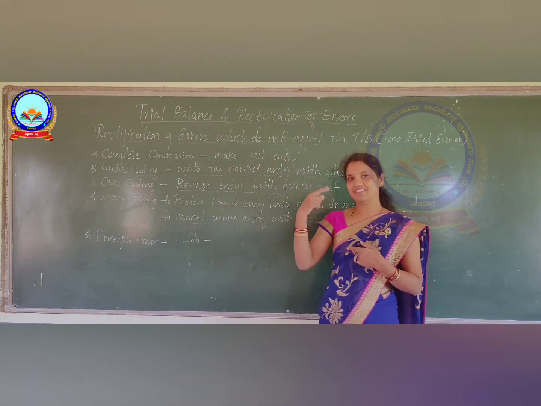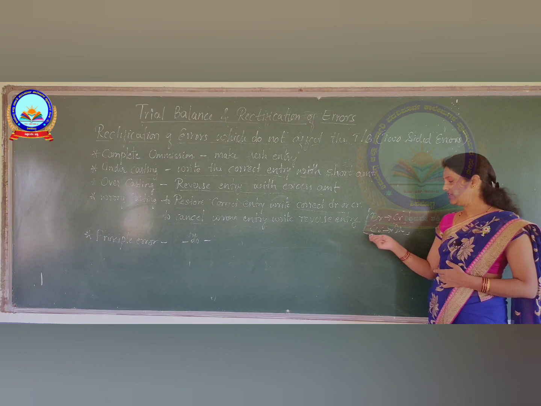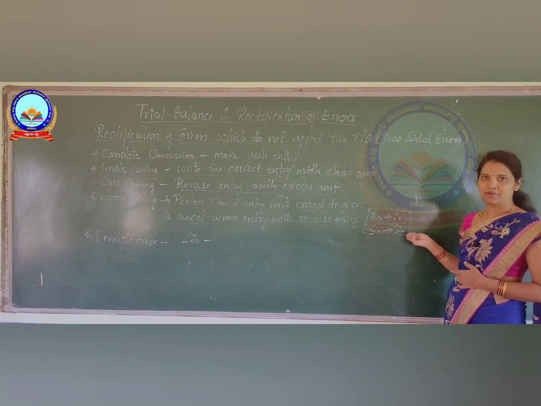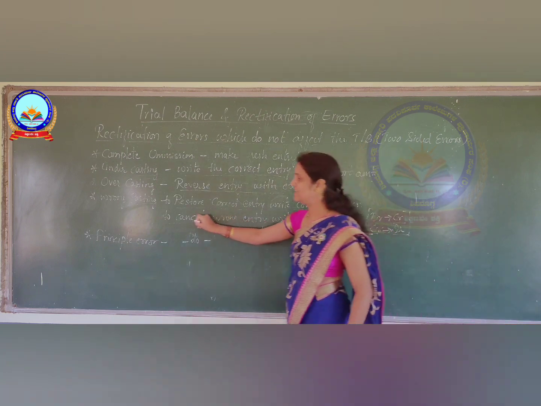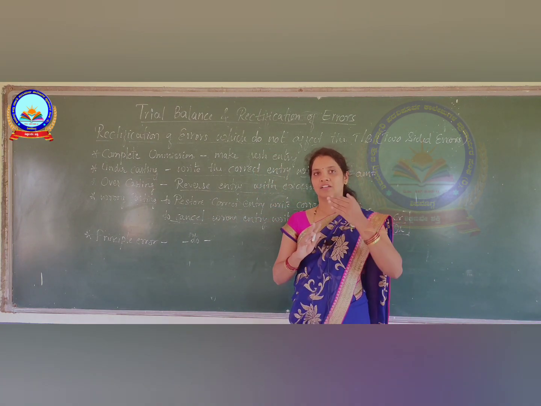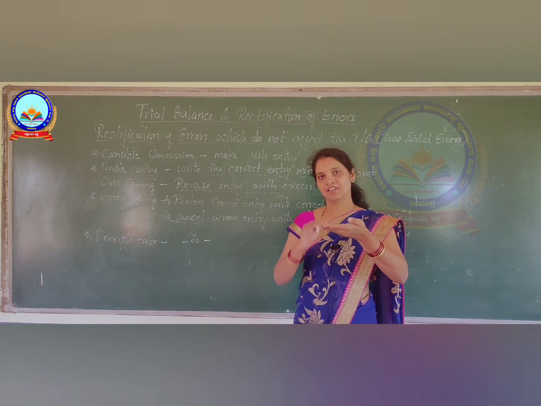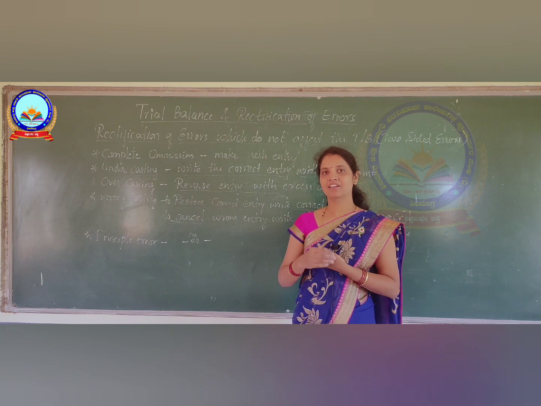So if it is debited, then make it credit; if it is credited, then debit it. That is called a reverse entry. To cancel, we have to pass the journal entries: write the correct debit, and to cancel the wrong entry, make the reverse entry.